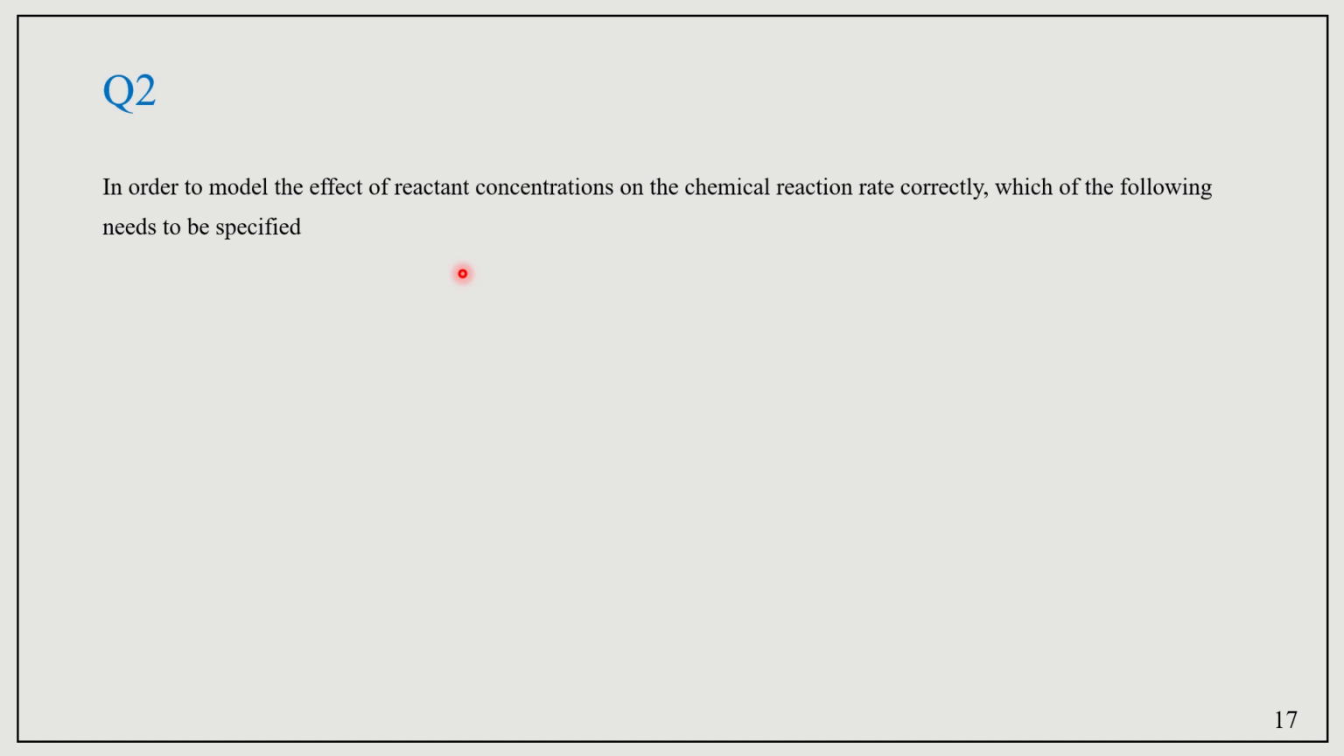I repeat the question. In order to model the effect of reactant concentration on the chemical reaction rate correctly, which of the following needs to be specified? So, a chemical reaction is happening, and to model the effect of the reactant concentration, which of the following needs to be specified? So, first we look at that. Option 1, reaction rate constant. Option 2, reaction rate. Option 3, equilibrium constant.